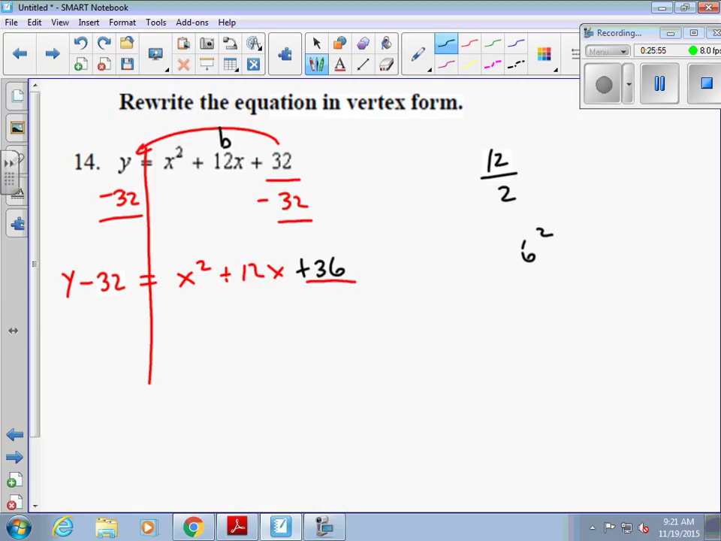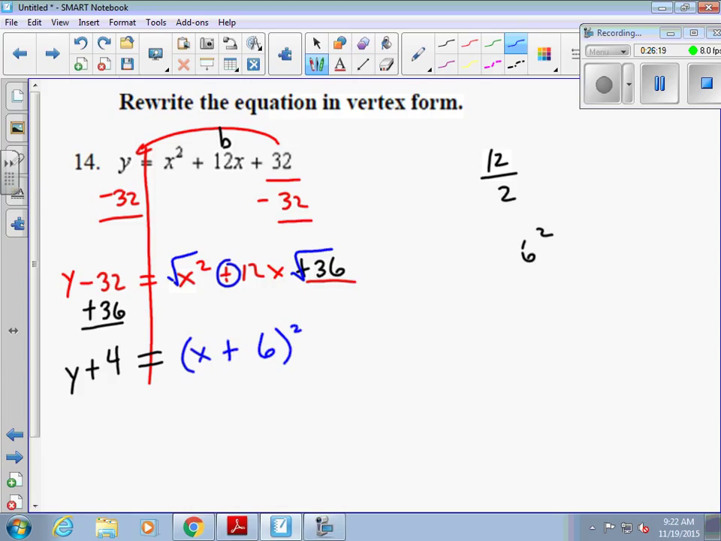Remember, when you add 36 to the right, you have to add 36 to the left to balance it. So y plus 4 is what you have, is equal to this perfect trinomial again. The square root of the first term is x. The square root of the last term is 6. The sign that's here is plus. We are almost to vertex form.